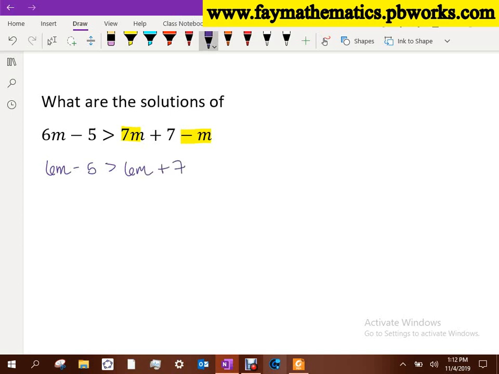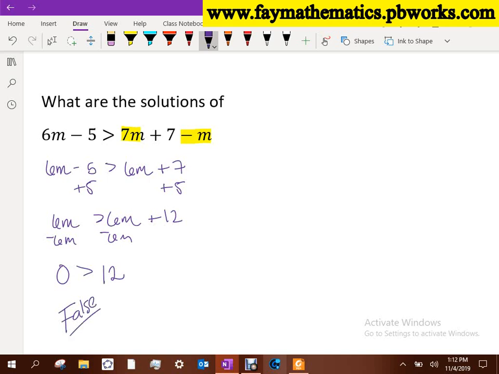Now what do you do? I added 5. Okay, so it gives me 5 and 5, so I get 6m is greater than 6m plus 12. Now what did you do? Okay, subtract 6m. What's 6m minus 6m? 0. 0 is greater than 12. That's false. So if I get a false statement, how many solutions do I have? 0. No solutions.